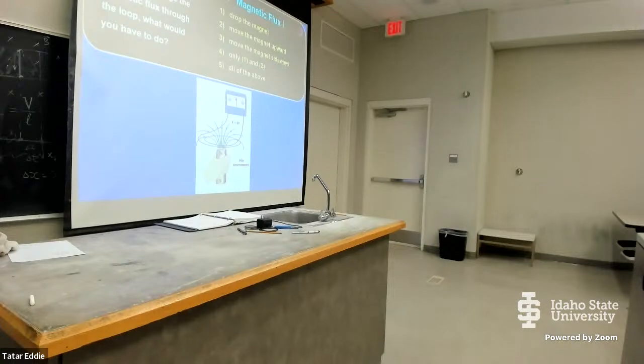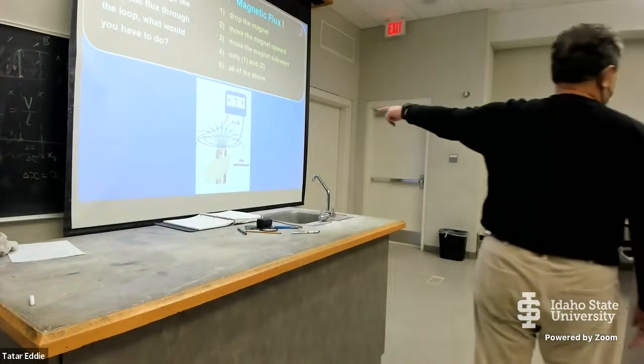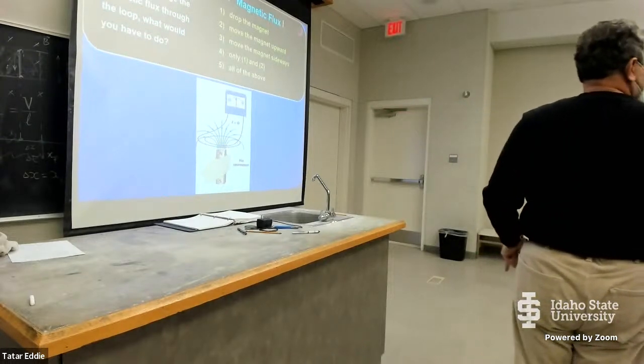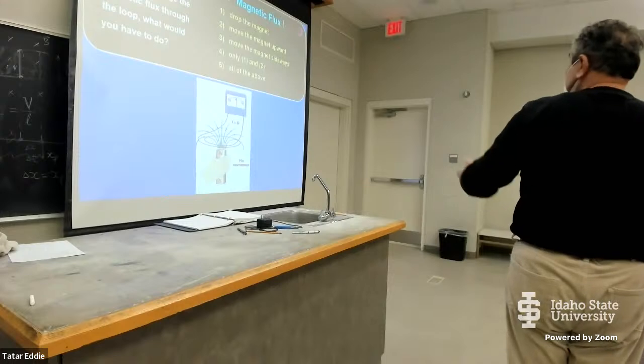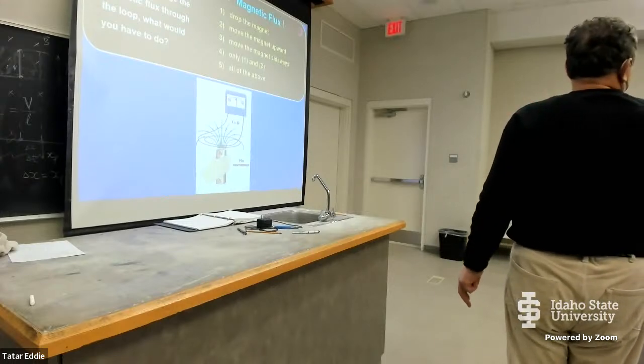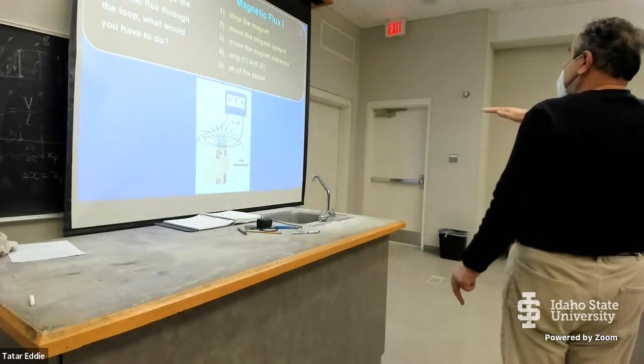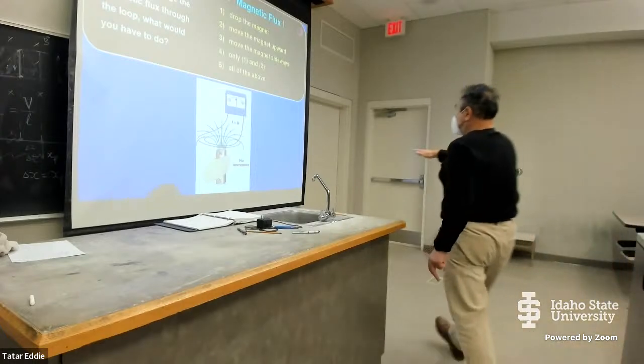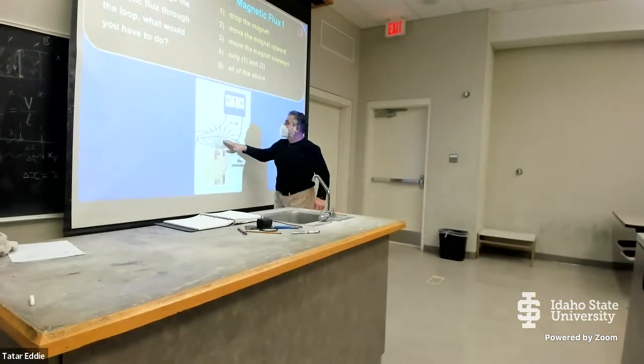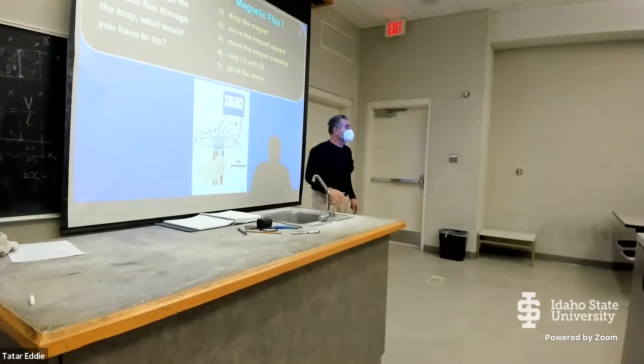So the question is, how do you change the magnetic flux? Move the magnet down, drop it in other words, or move it up, or move it sideways. Now, you see the magnetic field lines, the blue lines. How do you change how many magnetic blue lines intersect the area defined by this circular coil?